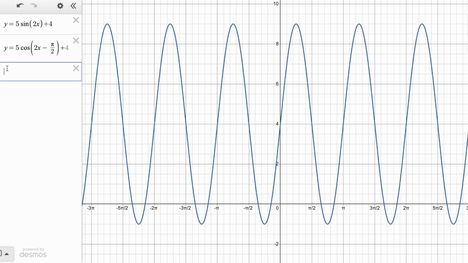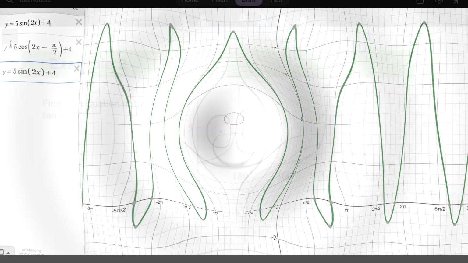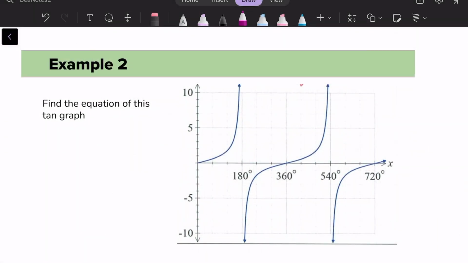So let's try sine. And these are also the same graph. So these are the two possible answers that you could have. And once again, the cosine graph is just the same as a sine graph but shifted pi on 2 or 90 degrees. Now we're going to take a look at properties of tan graphs.